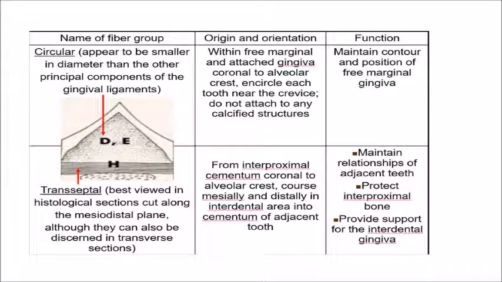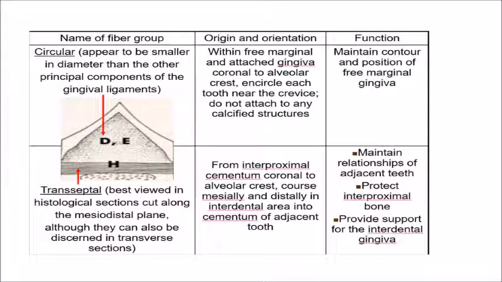And what is the function of the circular group of fibers? It maintains the contour and position of the marginal gingiva. Marginal gingival position is maintained by the circular group of fibers. In the figure, it is seen as small circular structures.